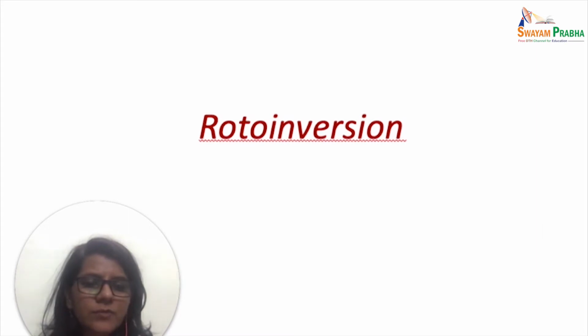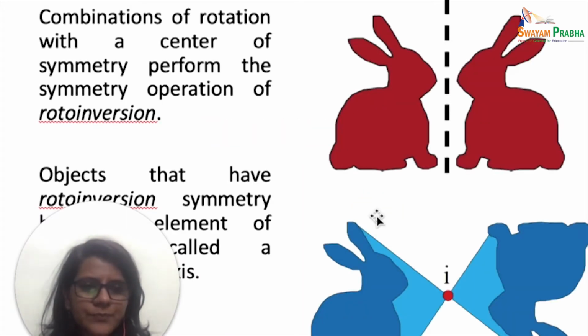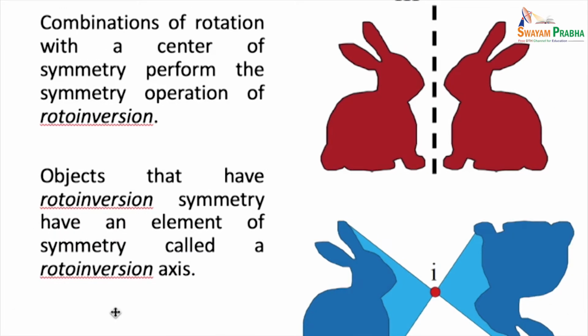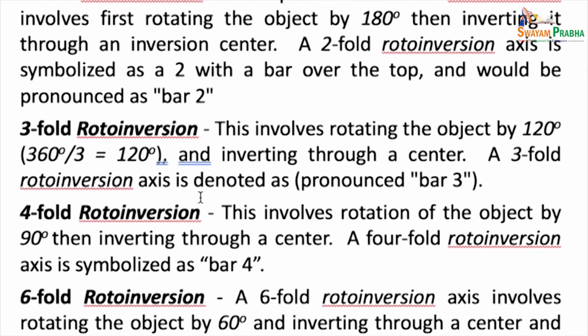Let's take a look at the roto-inversion or rotational inversional symmetry. So what is roto-inversion? When you combine rotation with a center of symmetry operation, this is called rotational inversion. Objects that have roto-inversion symmetry have an element of symmetry called a roto-inversion axis. That is, you are rotating the object and then performing a symmetry operation involving the inversion through the center of symmetry. Now, let's take a look at the twofold roto-inversion, threefold roto-inversion, fourfold roto-inversion, and sixfold roto-inversion.